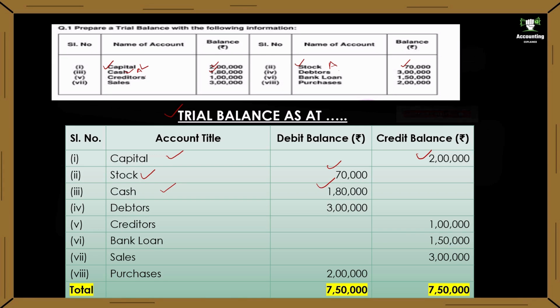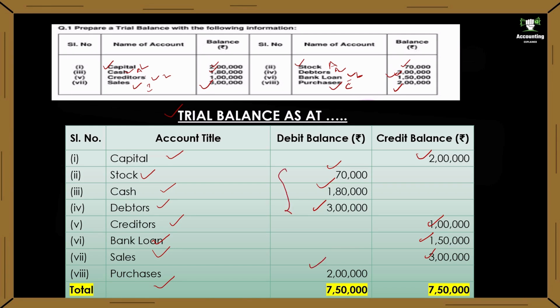Next is your debtors, 3 lakhs. Debtors is an asset, so it will be taken to the debit side. Next is the creditors. It is a liability, so it will be taken under the credit side, 1 lakh. Bank loan 1,50,000, again bank loan is a liability, it will be taken under the credit side. Next is the sales. Sales is an income, 3 lakhs will be taken under the credit side. Next is the purchases, 2 lakhs, an expense, so it will be taken under the debit column.